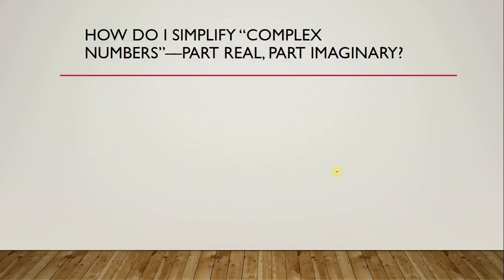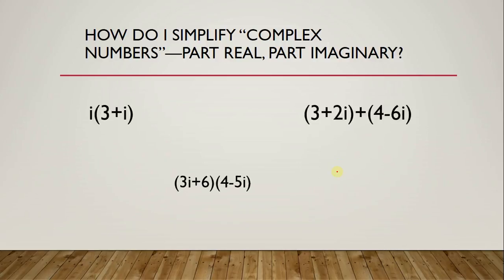Now, how do you simplify complex numbers? So basically something with part real, part imaginary. And we're going to look at a couple of different examples first. So one where you just need to distribute i into an expression. So I'm going to multiply i in, just like you would multiply the number 3. So i times 3, all that is just 3i.